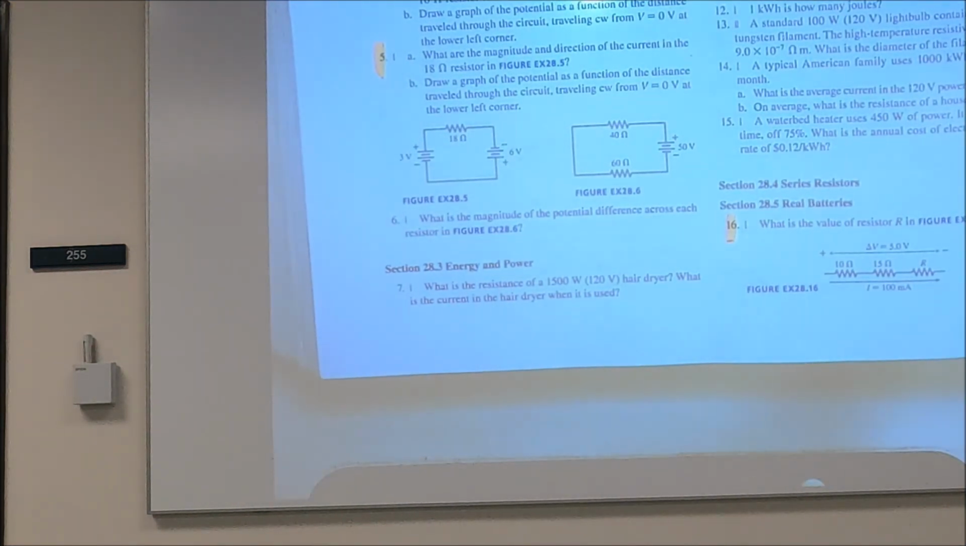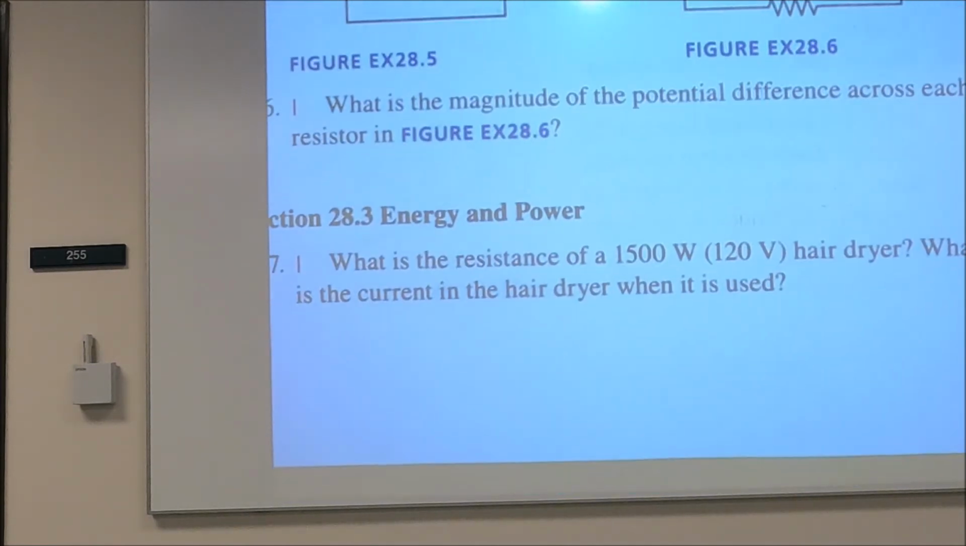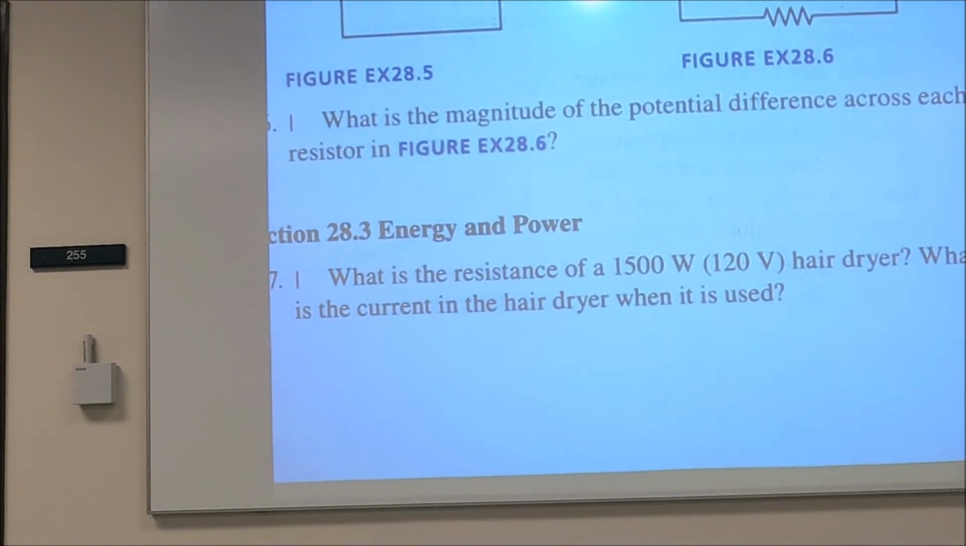Okay, if we look at problem 7 here, it says, what is the resistance of a 1500 watt, 120 volt hair dryer? So delta V is 120 volts, and our wattage, the rate of our power, is 1500 watts.